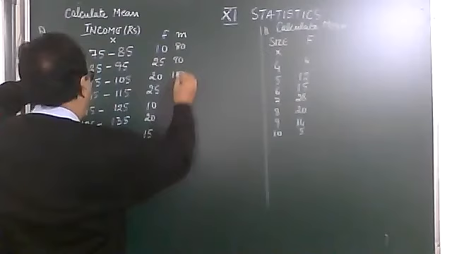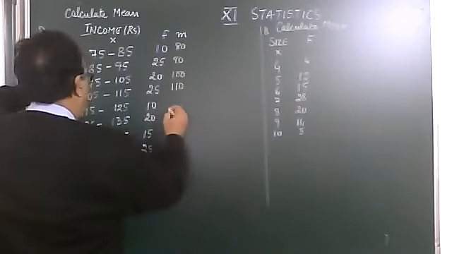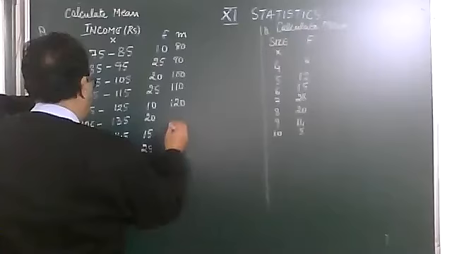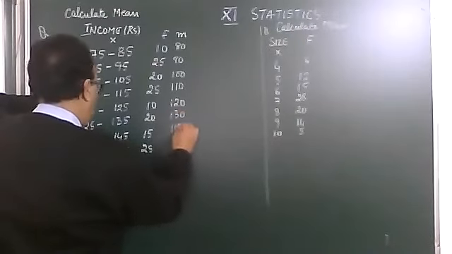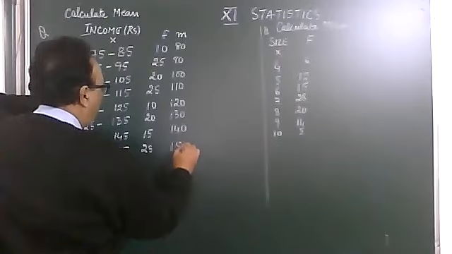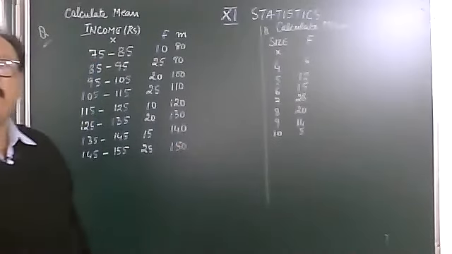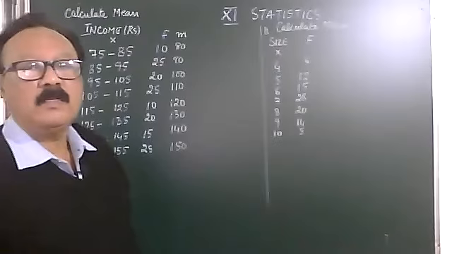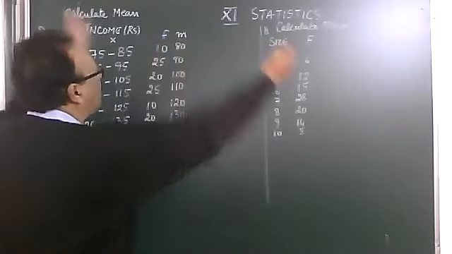This would be 100. This would be 110. This would be 120. This would be 130. This would be 140. This would be 150. Now, normally, what is the formula for calculating a mean? Sigma fm. But if we multiply this, you get very big numbers.